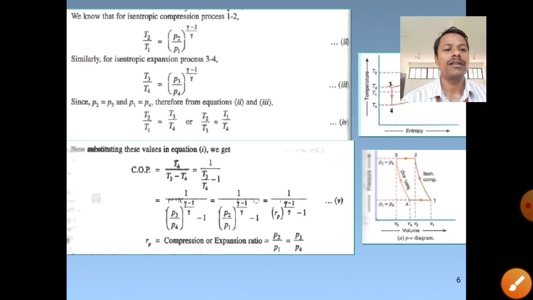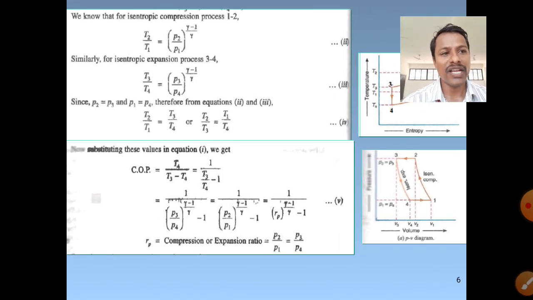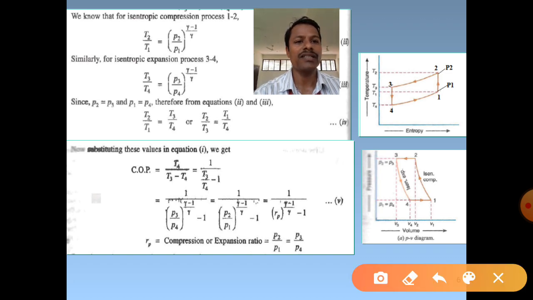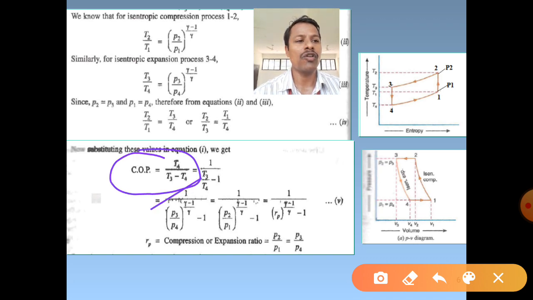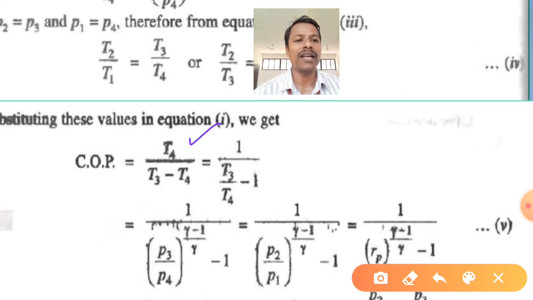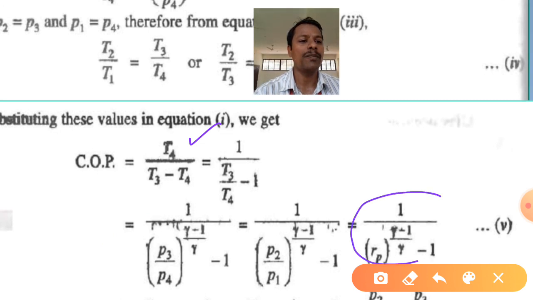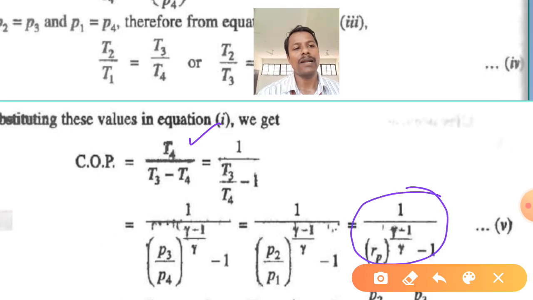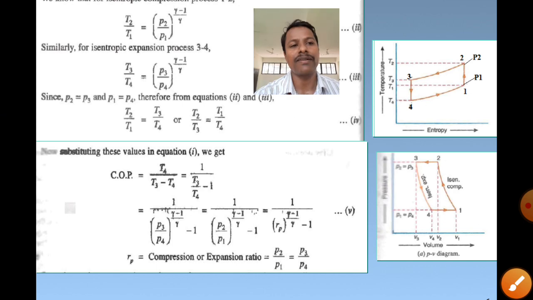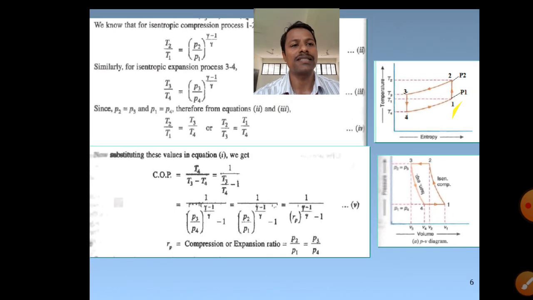Please remember all the notations, the PV diagram and TS diagram, very important. Hope you have understood the derivation. What is the conclusion of this derivation? Finally, we can say that the COP is nothing but the ratio of temperature T4 divided by T3 minus T4, or COP is also represented by 1 divided by RP raised to the power gamma minus 1 divided by gamma in terms of pressure ratio. This is the final expression that we have to remember for solving the numericals.